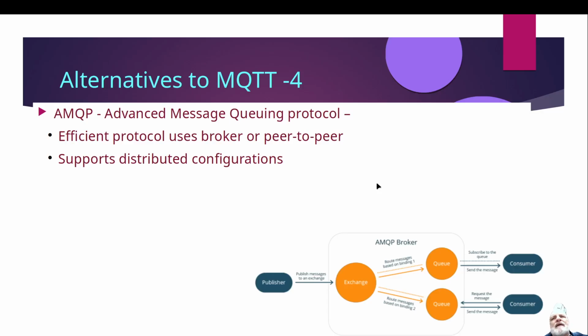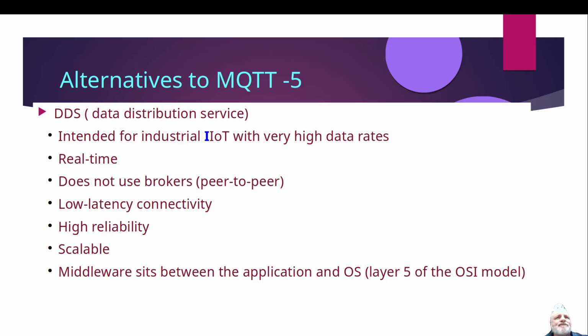Okay, and again, there's just lots of different ones here. This is just another one here. It's called AMQP. This one is an efficient protocol using a broker or peer-to-peer, and it supports distributed configurations. So it's very similar to the MQTT format.